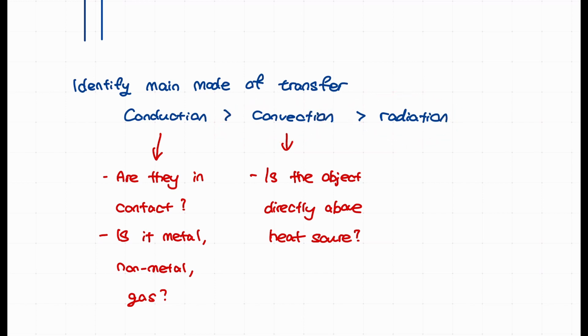For conduction, we ask ourselves, are they in contact? If they are not in contact, then we ask ourselves, is the medium a metal, non-metal or gas? If it's a metal, then conduction is still the fastest. But if it's a gas, then conduction will probably not be very fast. So we'll look on to the next one, which is convection. For convection, we need to identify whether the object is directly above or not. If directly above, then convection will be effective. If not, convection might be a bit slow. So the main mode of transfer in this case will be radiation.